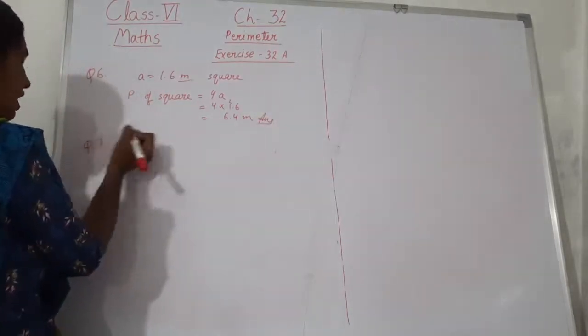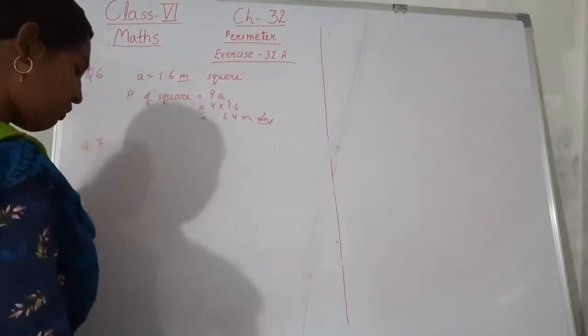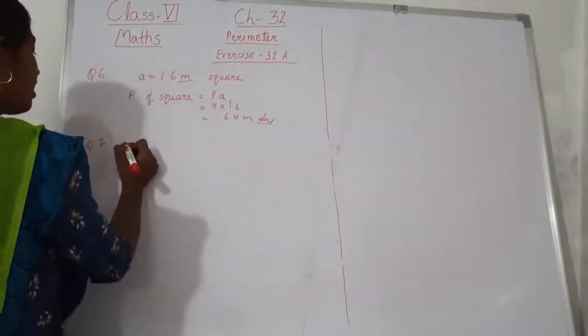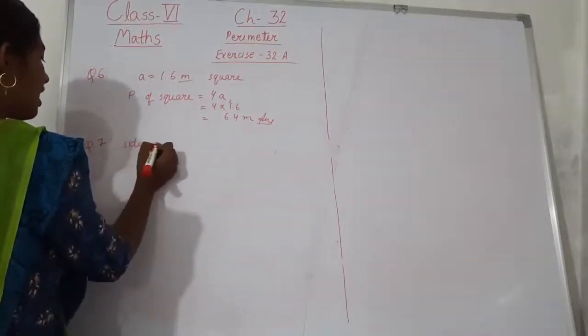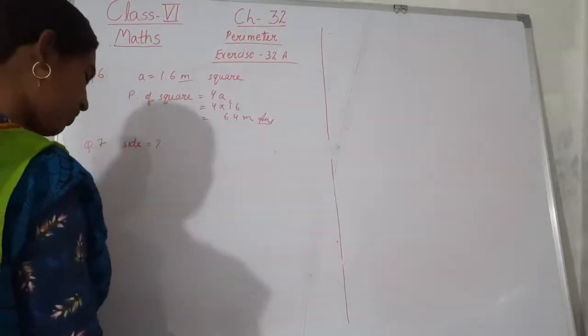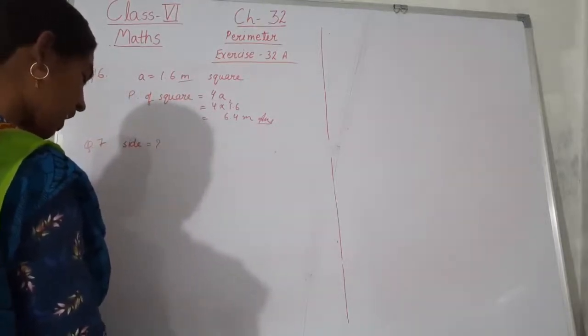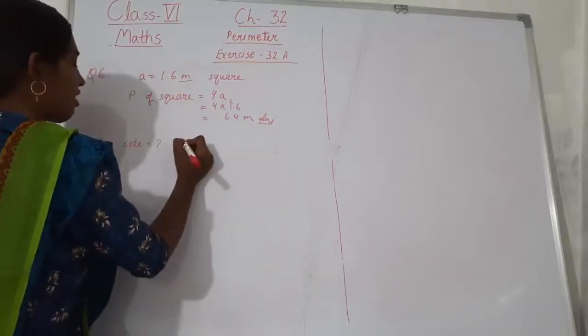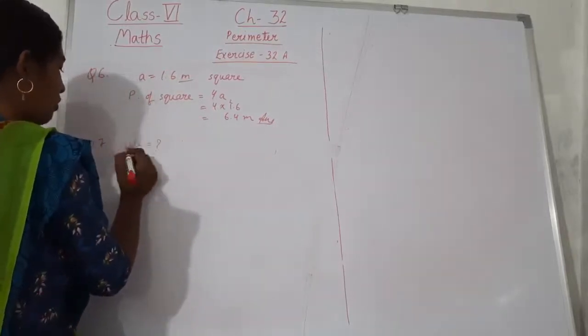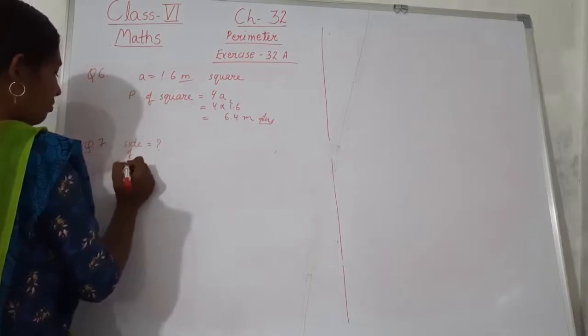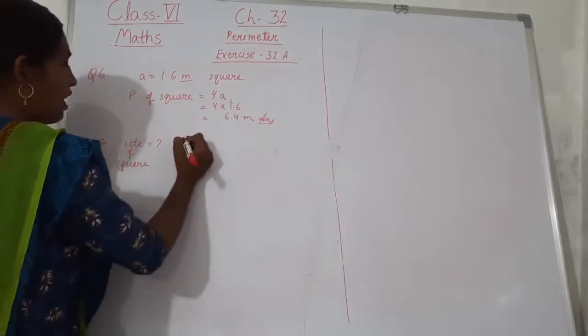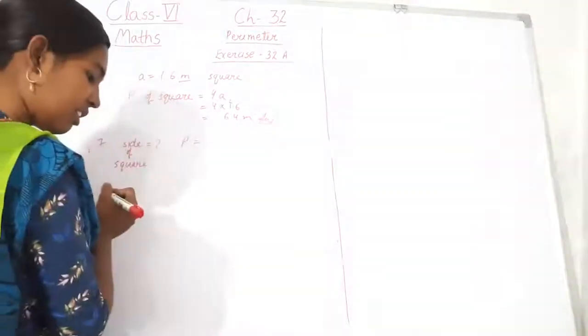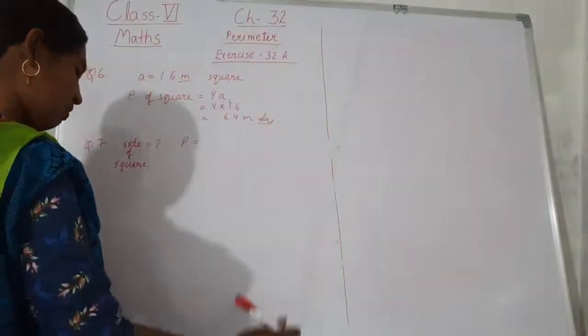Now question number 7. Find the side. Here we have to find the side. Side is not given, of the square whose perimeter is 5 meter. Side of a square we have to find, and perimeter is given how much? 5 meter.